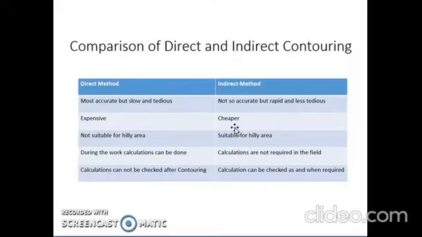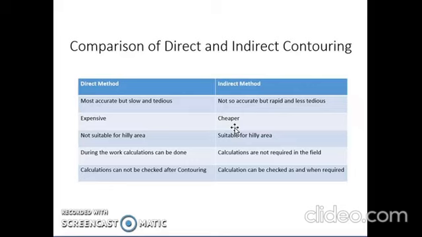Now, a comparison of direct and indirect contouring. Direct method is most accurate but slow and tedious, because we have to first find out the points, mark them on the ground, then take the readings. Indirect method is not so accurate but rapid and less tedious. Direct method is expensive because there is preparation that has to be made before we take the readings. Indirect method is cheaper because you just need the instrument, go to the site and start taking the readings.